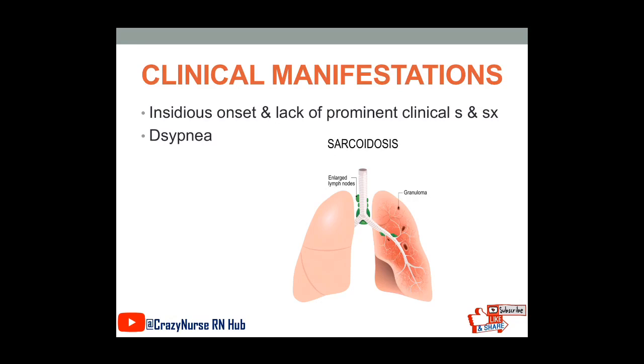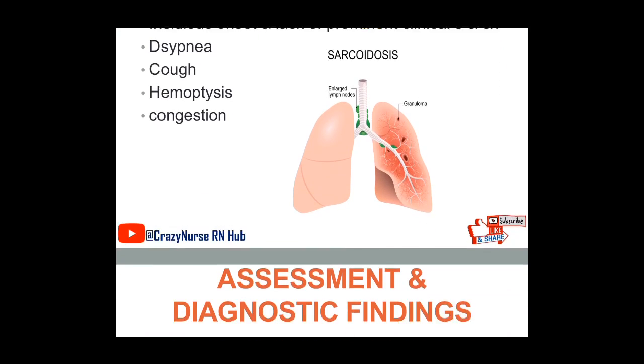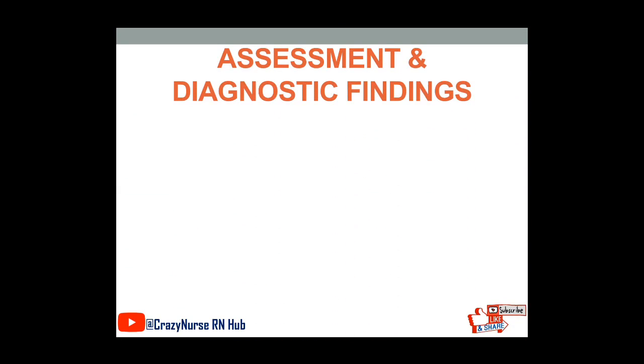So patient might experience dyspnea, cough, hemoptysis, congestion. For the assessment and diagnostic findings, we perform chest X-ray and CT scans. These are used to assess pulmonary adenopathy. This may show hilar adenopathy and disseminated miliary and nodular lesions in the lungs.